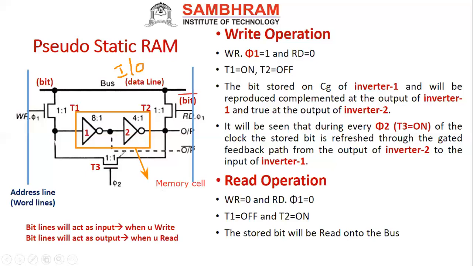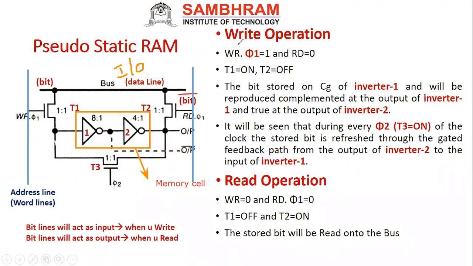Additionally, we have one more transistor, the transistor T3. This is for refreshing the feedback path. Now you see here back to back two inverters are connected. The output of one inverter is connected to the next inverter input, and the second inverter output is connected to the first inverter input. This is the feedback path, right? So this will act as a memory cell. The data will be held here.